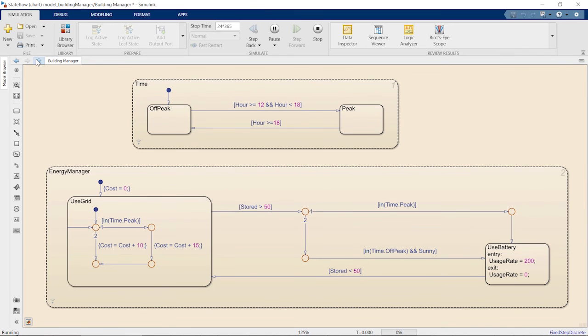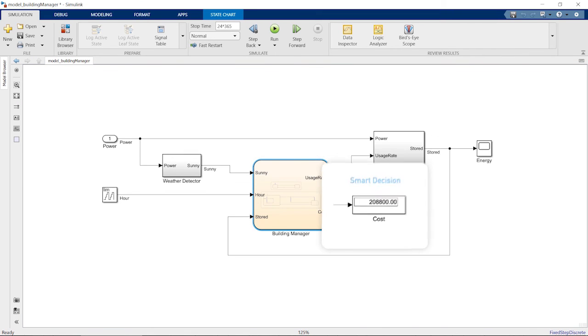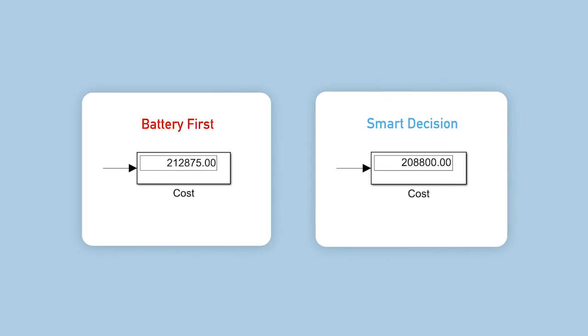Now let's rerun the simulation. With this smart decision logic, the total energy cost went down by 2%. Again, this is because now we're more conservative with the battery during bad weather.